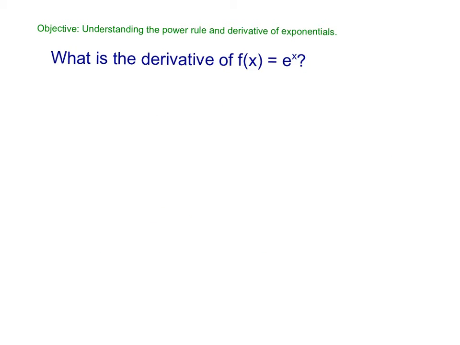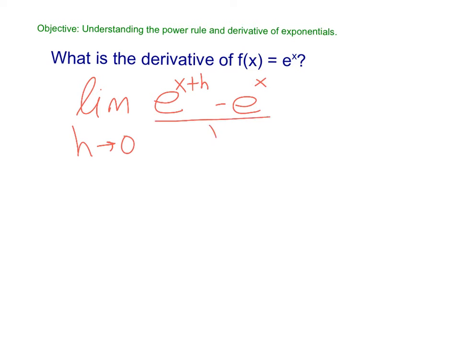Okay, the derivative of e to the x. So now this one's a little complicated. Whenever we're finding a derivative the first time, we need to use the definition. So we have the limit as h approaches 0 of e to the x plus h minus e to the x all over h. If we plug in 0, we get 0 over 0. So now what can we do to this?